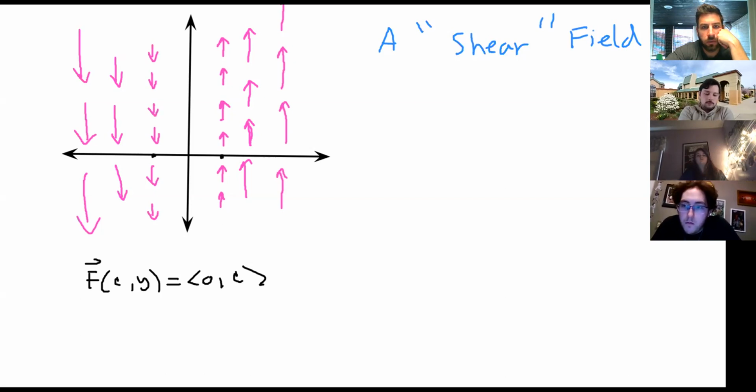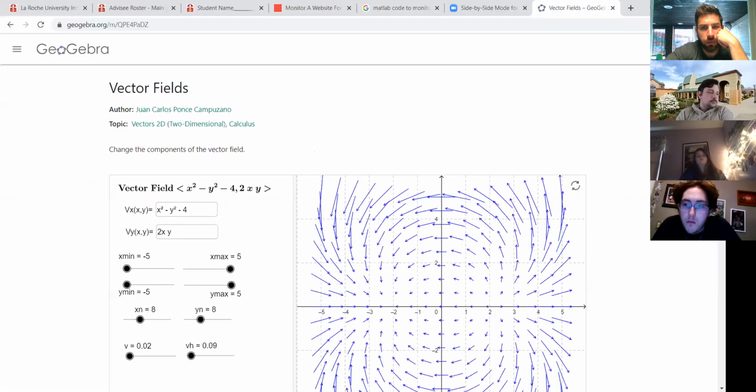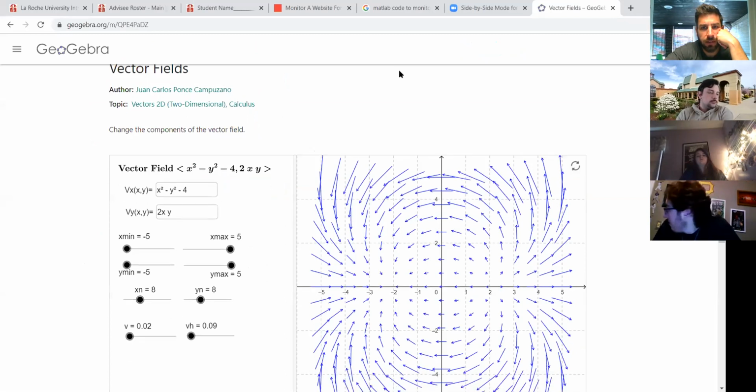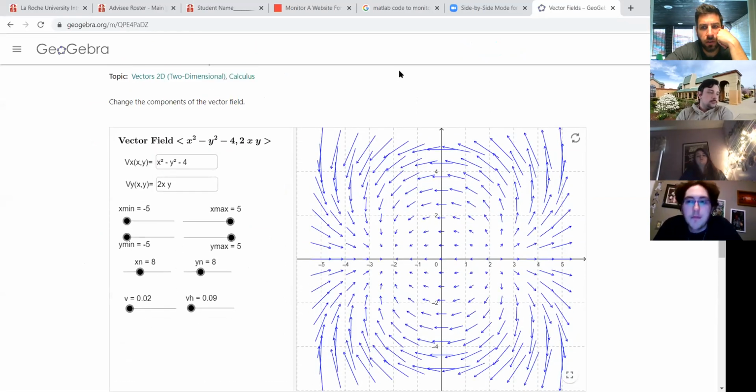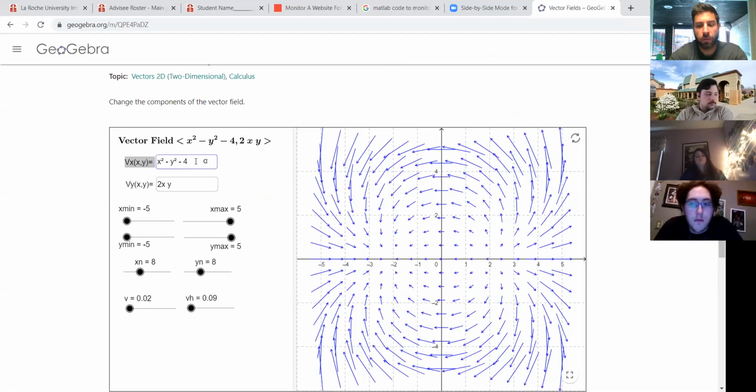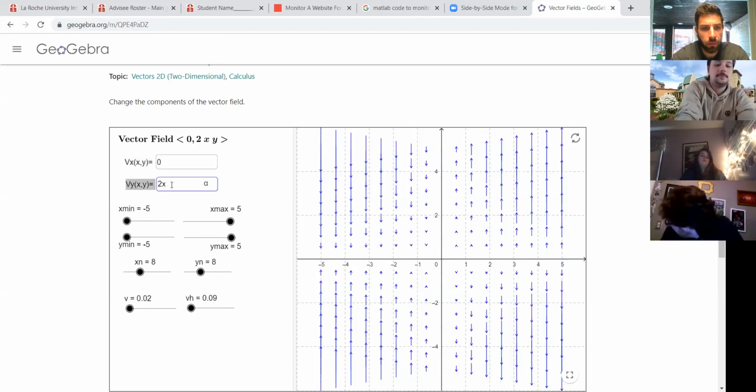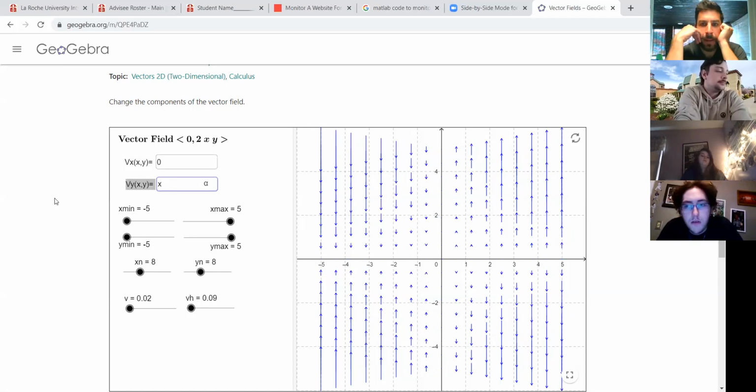Let's go to new share. So here's a built-in GeoGebra app. Do you guys see the GeoGebra? Shake head, yeah. So what was our vector field? Well, the first component was just 0, and the y component, or the second component, was x. And you'll see this GeoGebra app is trying to do what I did. It just does it way better than I do.